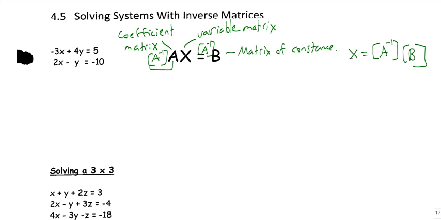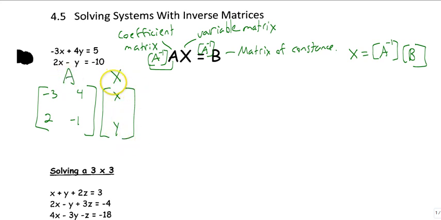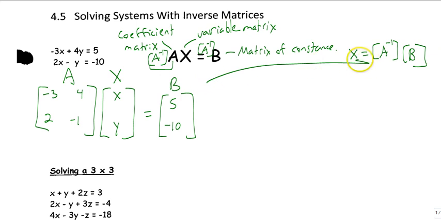So let's look at this first one. My A matrix is my matrix of coefficients. So I have -3, 4, 2, -1. My variables are x and y. Again, this is A, this is X, equals my matrix of constants, which is 5 and -10.